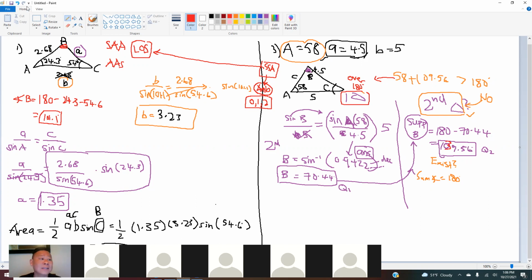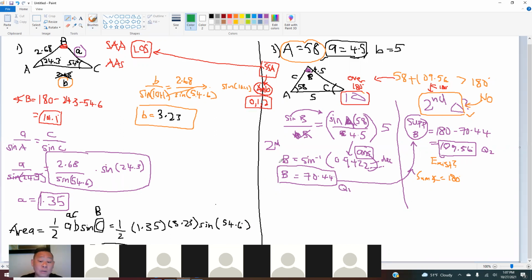But in this case, since this number is less than 180, then we will be having a second triangle. Okay, so this is how you figure out the ambiguous case. You take the angle that you found, find the supplement of it, and then add it with 58 and figure out if that number is more than 180 or not. If it's more than 180, you only get one triangle. If it's less than 180, you will get two triangles.